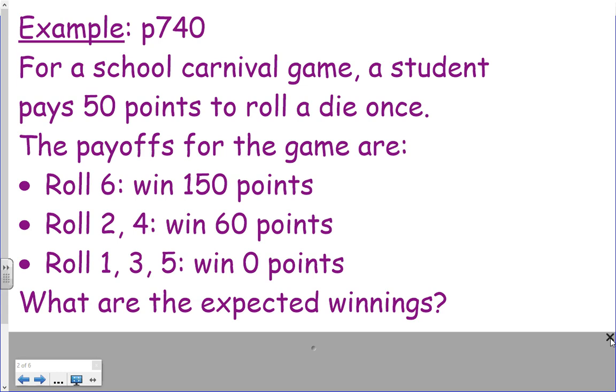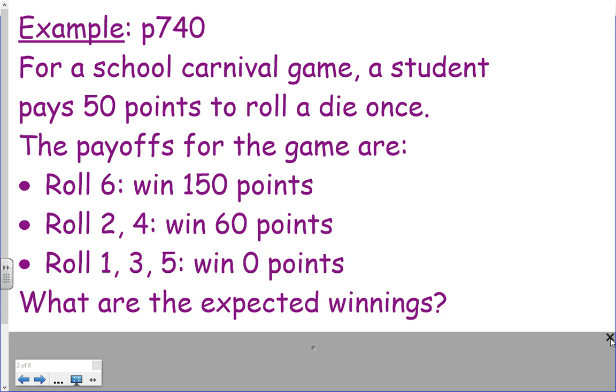And then here's the payout for that game. The payoffs for the game are as follows. If the student rolls a 6, then they win 150 points. So they paid 50 to play, they win 150, so overall they won 100 points. All right, they still had to pay the 50 points to play. If they roll a 2 or a 4, then they win 60 points. Again, they already paid 50 to play, so they won 60, a little bit more back than what they paid. And then finally, if they roll a 1, 3, or 5, then they win 0 points. But they still had to pay the 50 points to play the game.